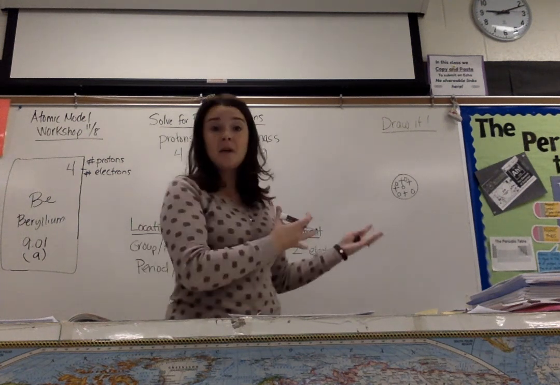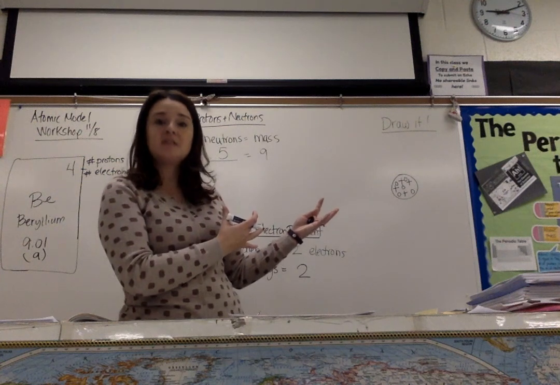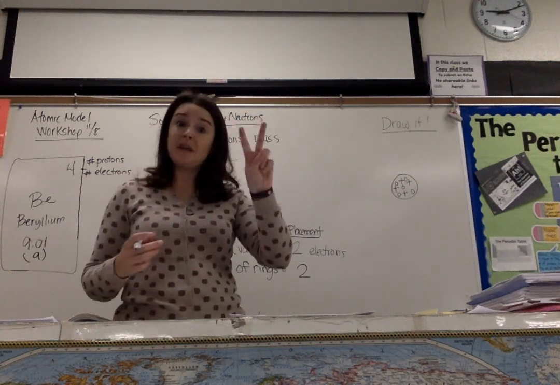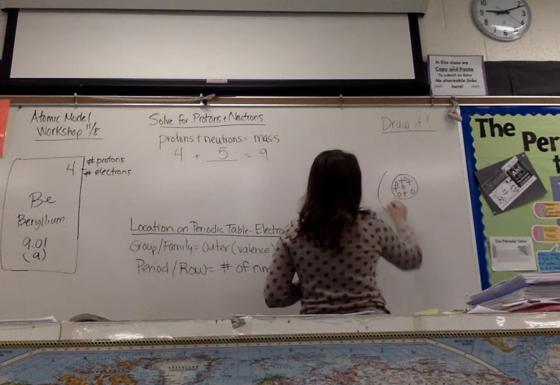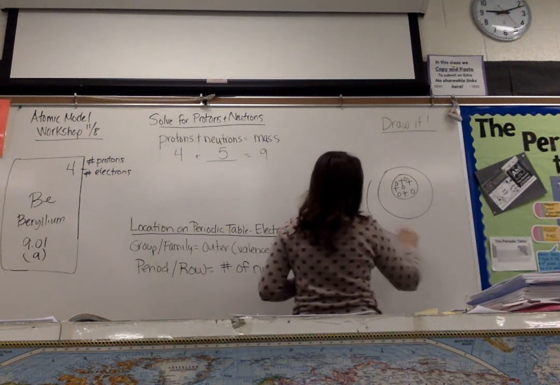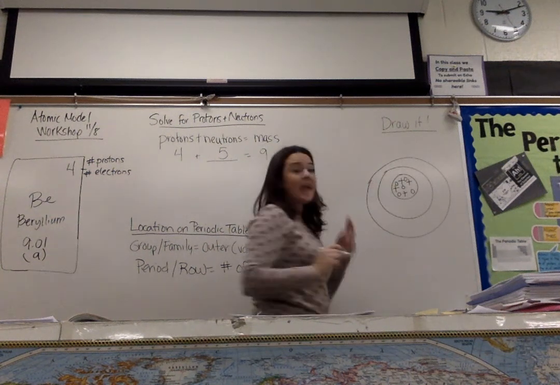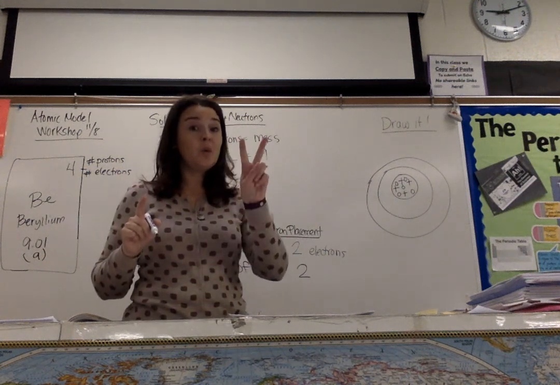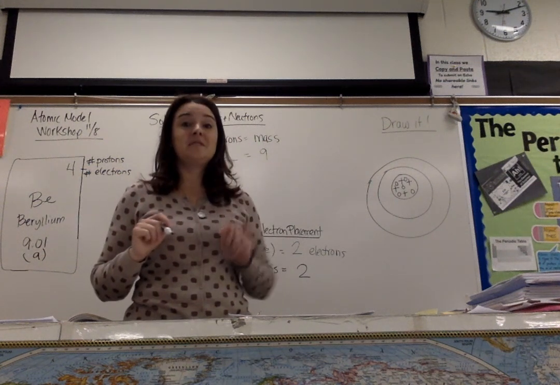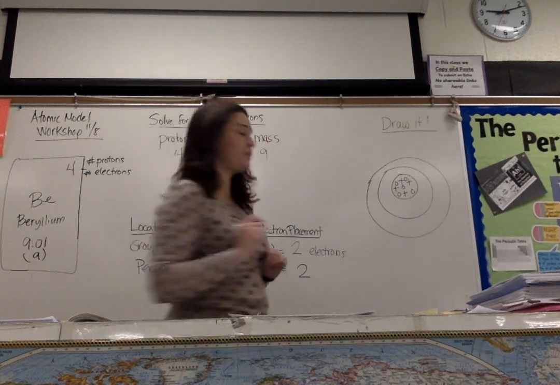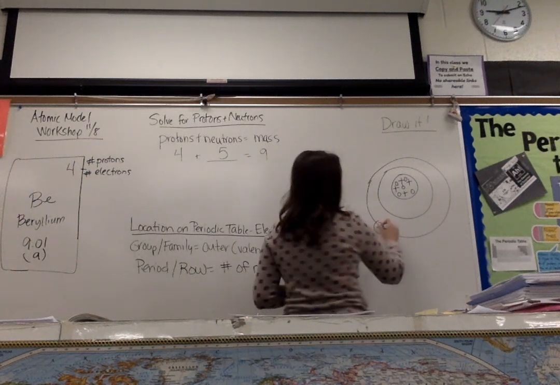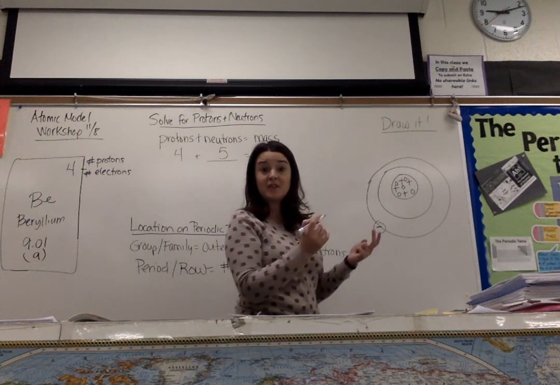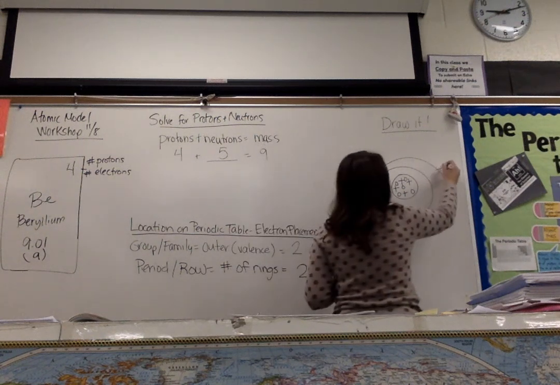So I'm going to add to my atom drawing. I already have my nucleus. I'm now going to draw two rings. One ring, two rings. And I know that the outermost ring needs two outer electrons because it's in family number two. I'm going to use the negative symbol because electrons have a negative charge.